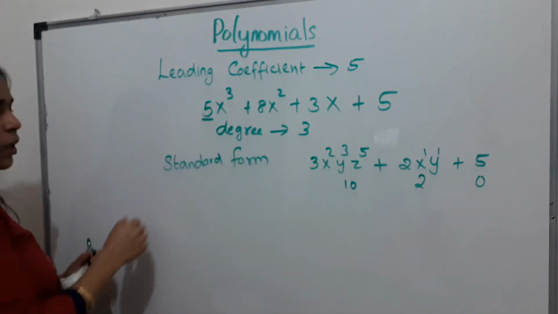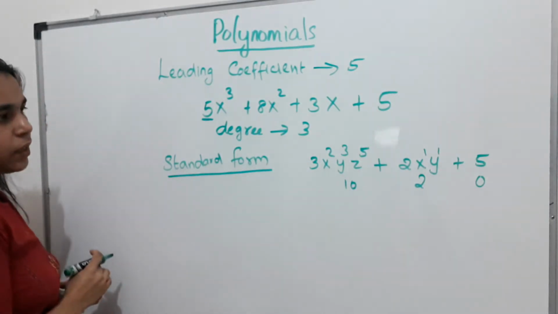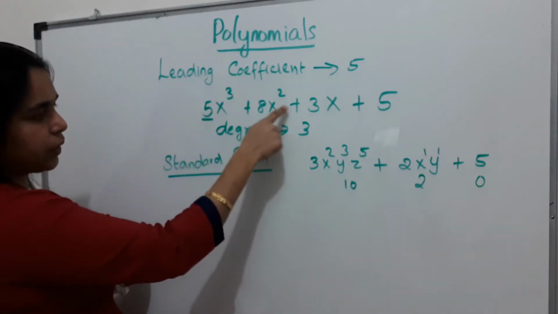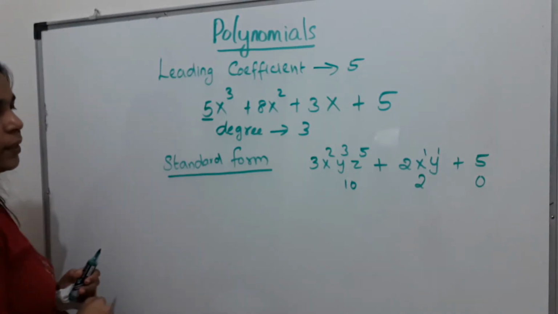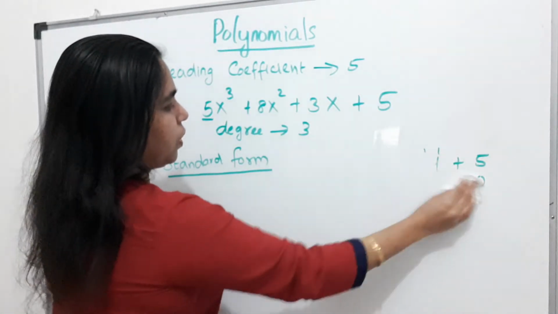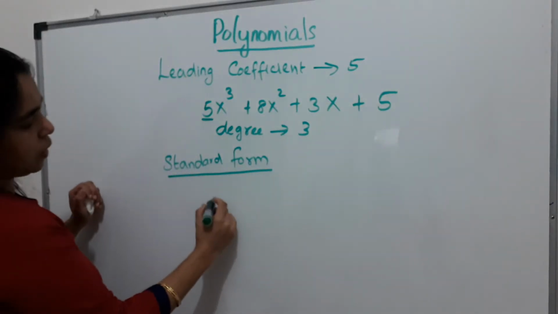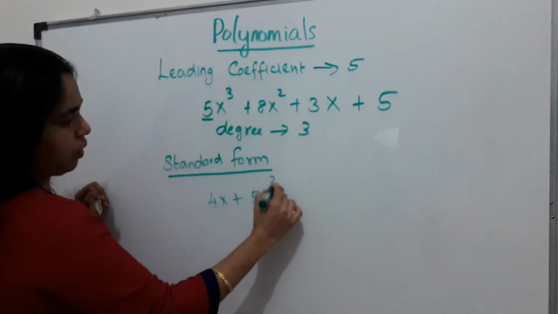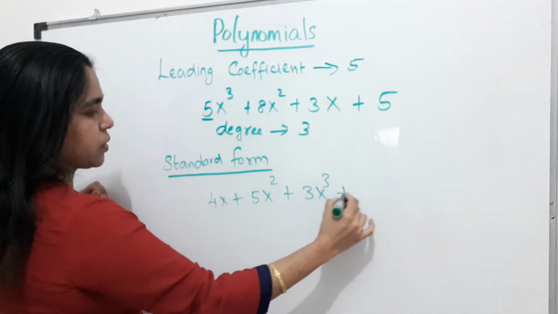Another thing is the standard form. Standard form means that if an equation is written in the decreasing order of the exponents, then we can say that equation is in standard form. How can you see that? See here, for example, 4x plus 5x squared plus 3x cubed plus 7.